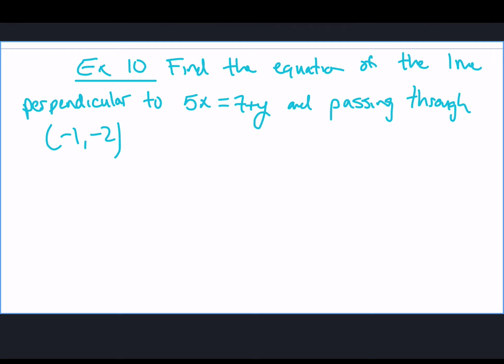You got a look on your face. Can't you do it? We just did something exactly like that, right? Didn't we just look at 5x equals 7 plus y in the last example? Yeah. And didn't we look at it going through -1, -2? Yeah. But now we're looking at perpendicular. Let's see if we can do it or not.